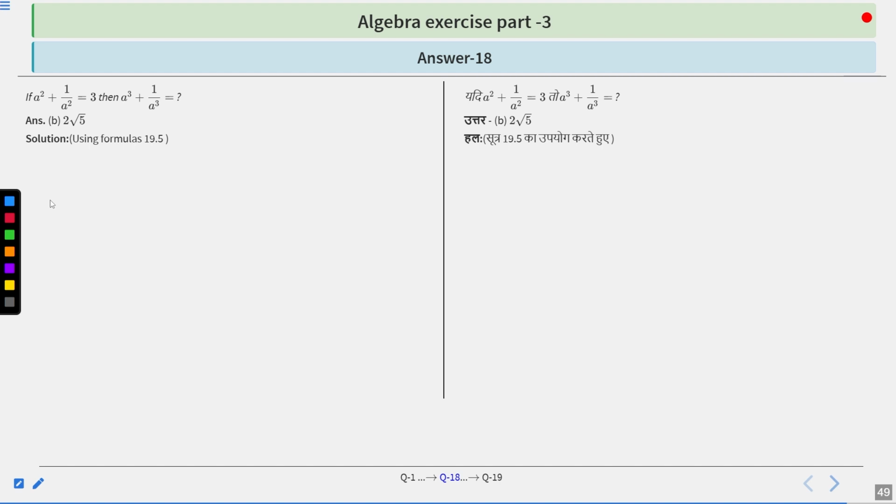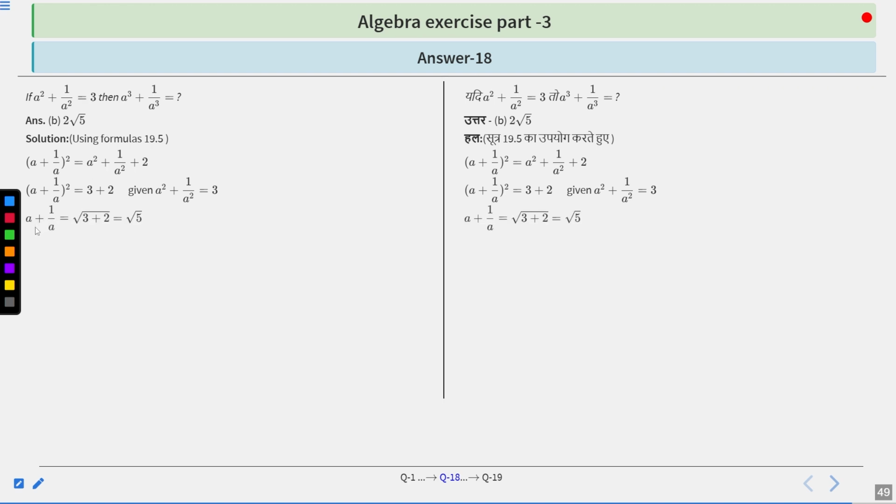Now, using formula 19.5, (a plus 1 upon a) whole square is equal to a square plus 1 upon a square plus 2. A square plus 1 upon a square was already given in the question, that is 3. So 3 plus 2. So a plus 1 upon a, square will go to the opposite side and will become under root. Under root 3 plus 2, that is under root 5. Now we have the value of a plus 1 upon a, that is under root 5.